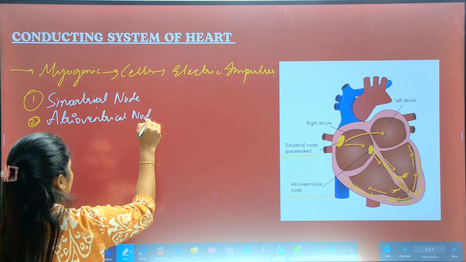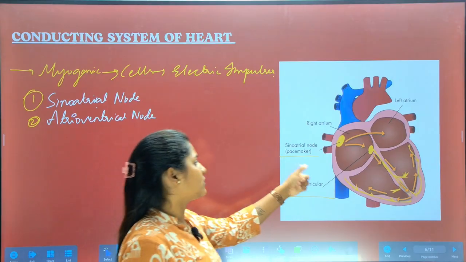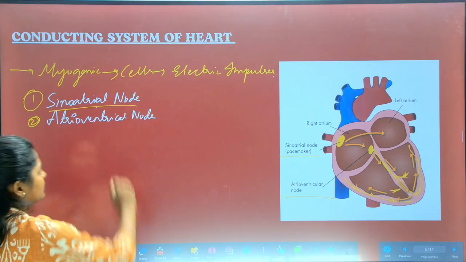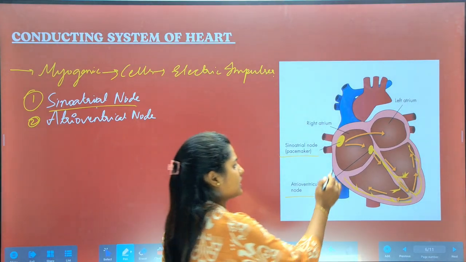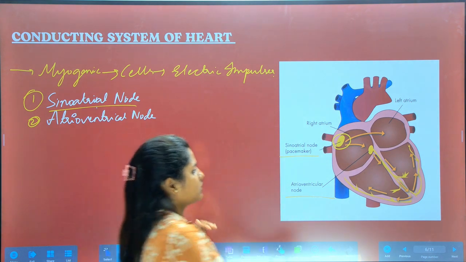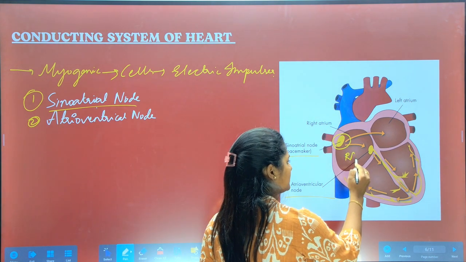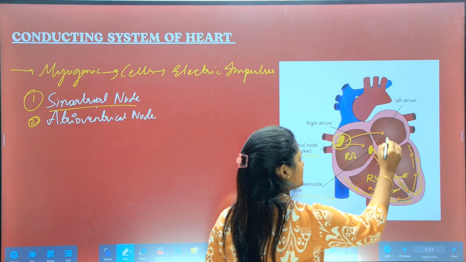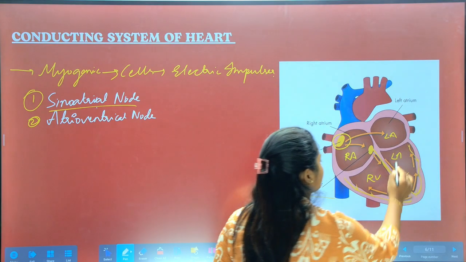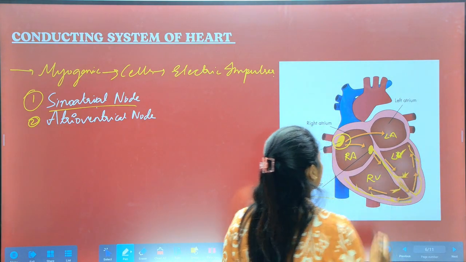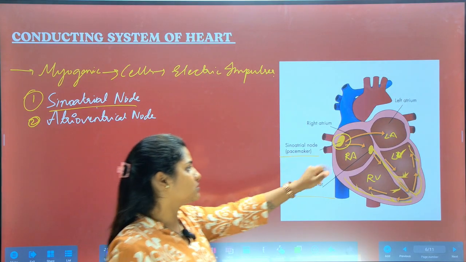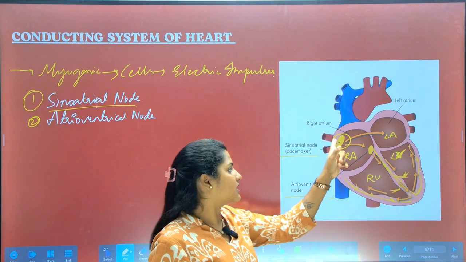Okay, so here you can see the sinoatrial node and the atrioventricular node. Coming to the sinoatrial node, it is situated at the posterior of the right atrium. This is the right atrium, this is the right ventricle, the left atrium and the left ventricle. Here you can see the sinoatrial node, which is situated in the right atrium.